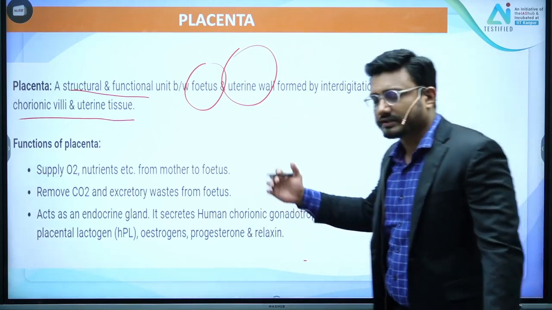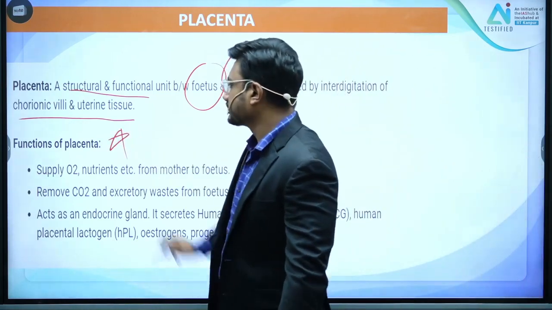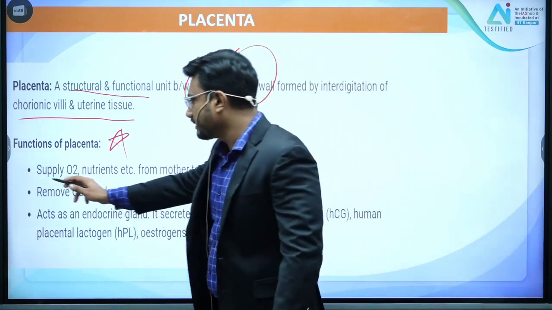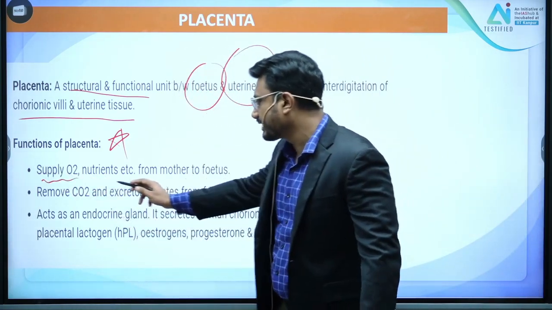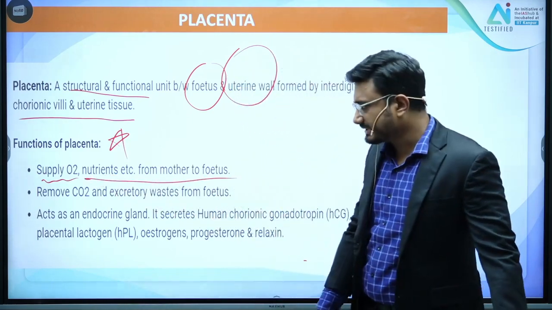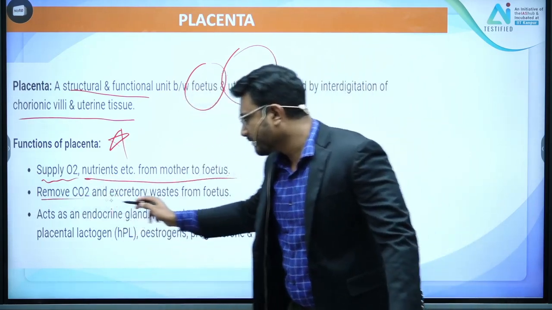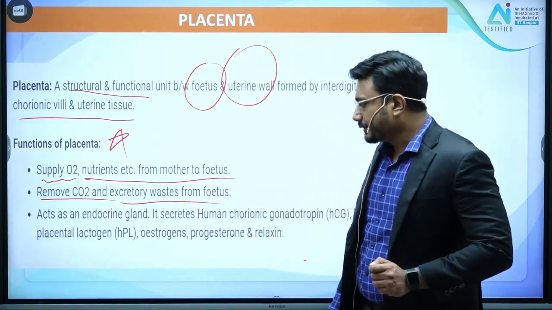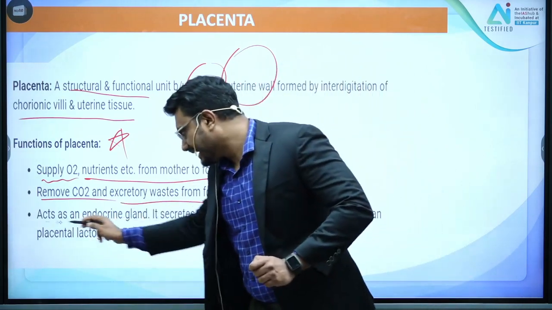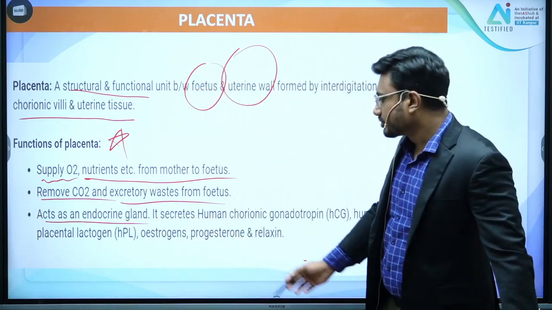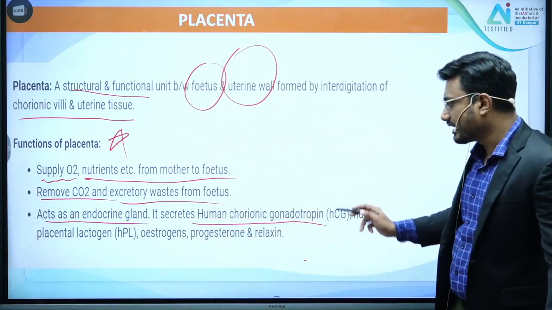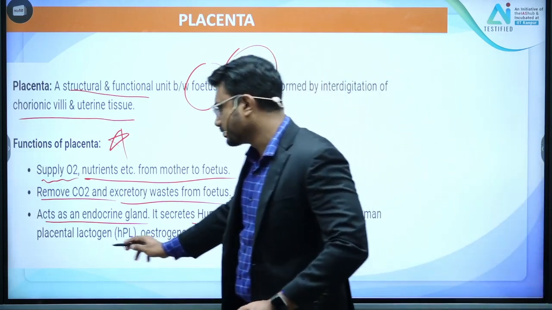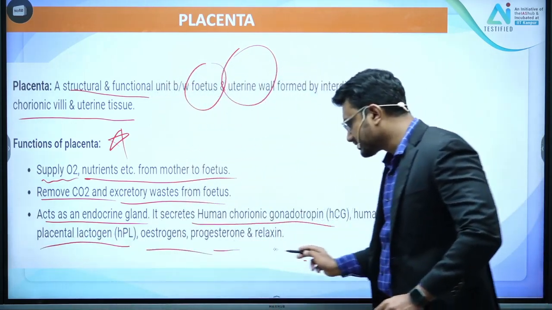The functions of the placenta are very important, and questions can definitely come from this. It is responsible for supplying oxygen and nutrients from the mother to the fetus. It also helps in removing carbon dioxide and excretory waste from the fetus. It also acts as an endocrine gland. It is responsible for producing human chorionic gonadotrophin, human placental lactogen, estrogen, progesterone, and relaxin.